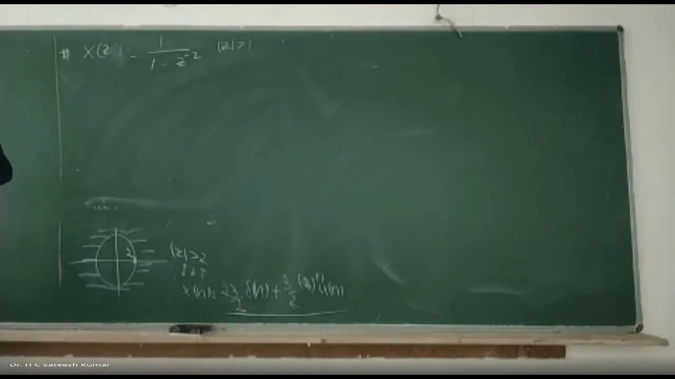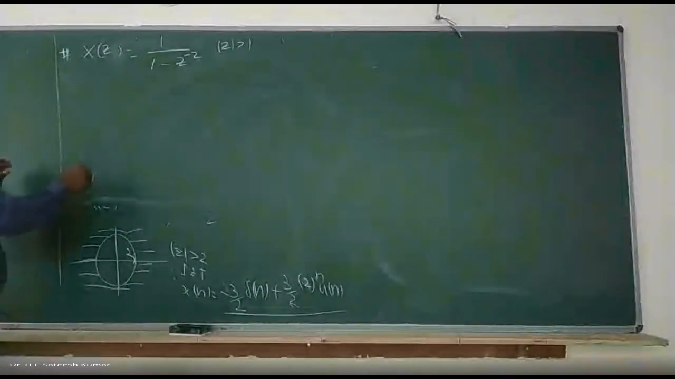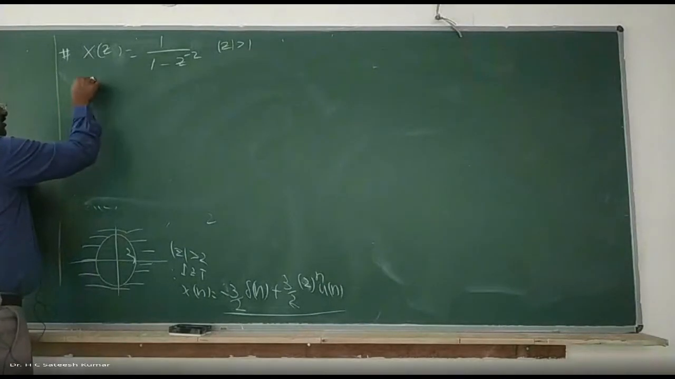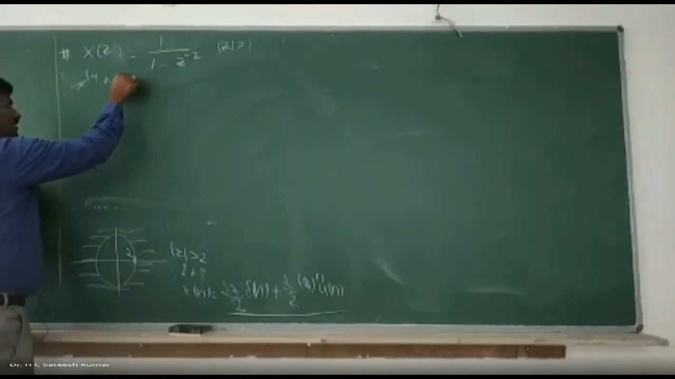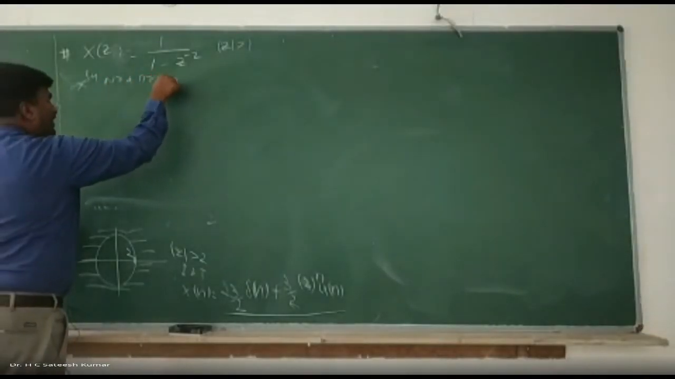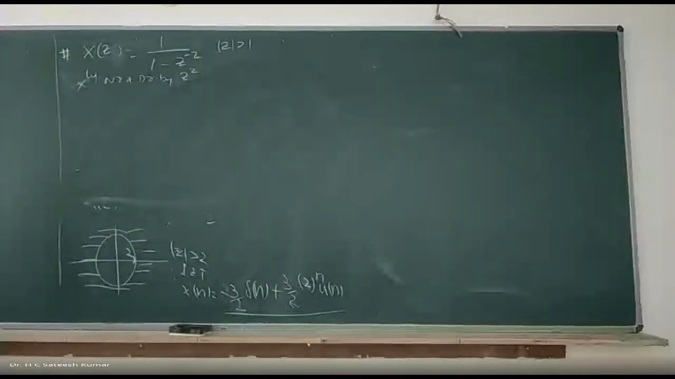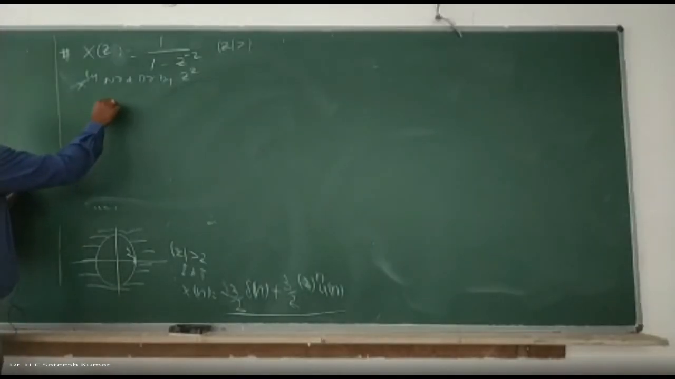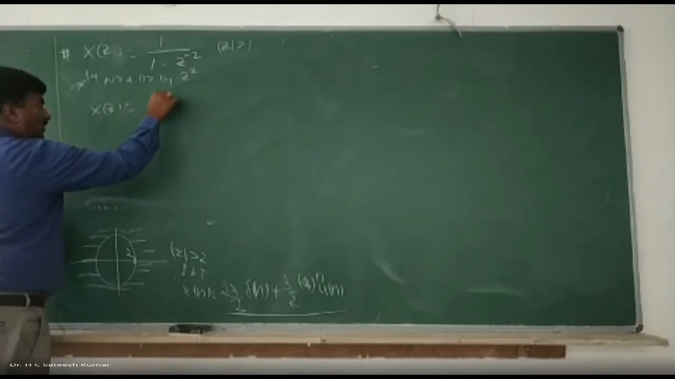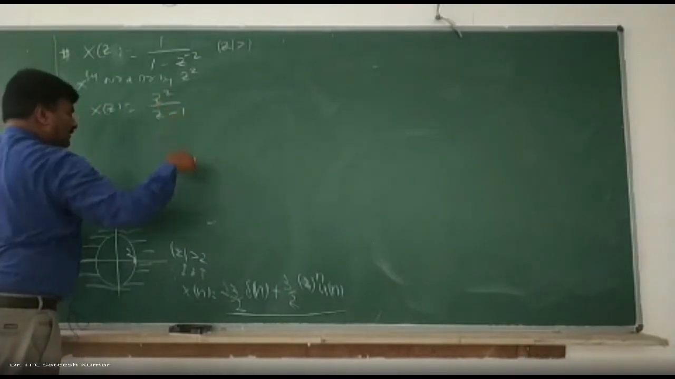So what you should do is, as I said, first you eliminate the negative powers. Multiply numerator and denominator by z square, which is needed because the highest negative power is z to the power of minus 2. If you want to eliminate that one, multiply numerator and denominator by z square. Therefore, X of z is equal to z square divided by (z square minus 1).